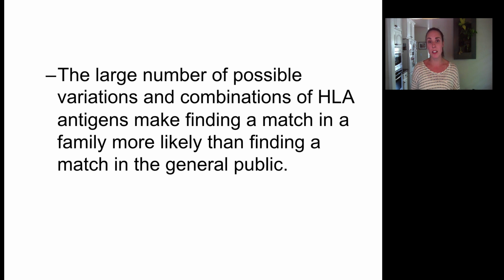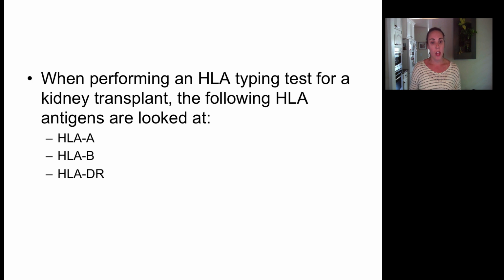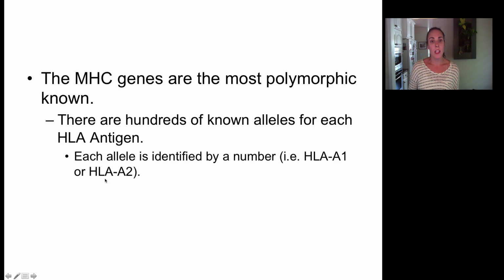So you get 12 HLA genes in total from your parents, and along with that, there are different alleles for those 12 genes. When performing an HLA typing test for a kidney transplant, we look at only 3 of them: the A, the B, and the DR. The MHC genes are the most polymorphic known, so there are hundreds of known alleles for each HLA antigen. Each allele is identified by a number, like I said earlier. So there's A1, A2, A3, etc. There are a lot of different combinations of HLA.